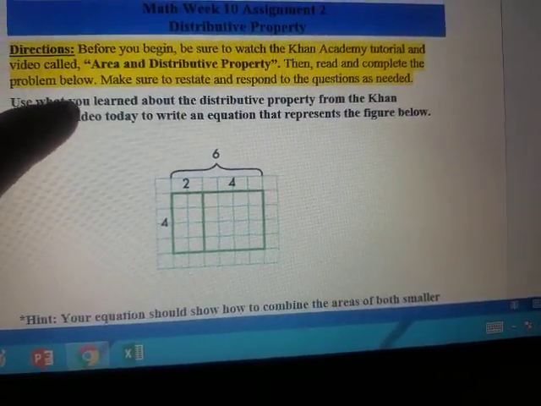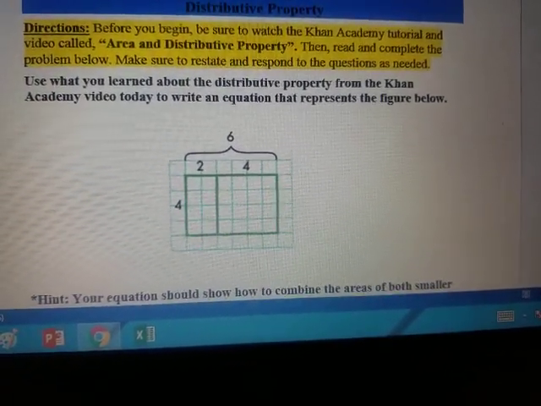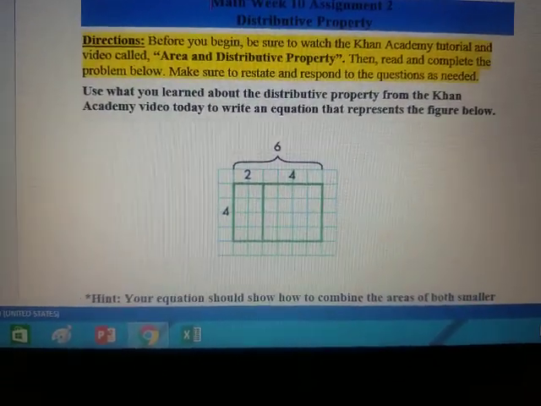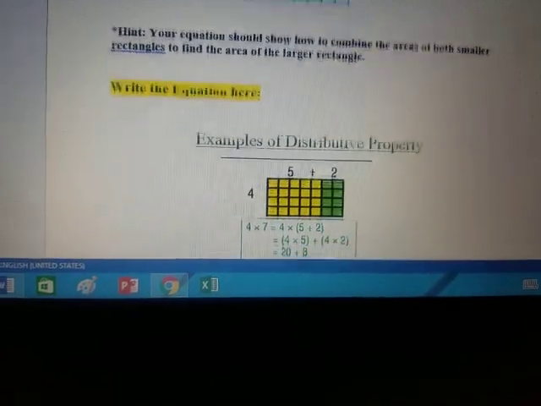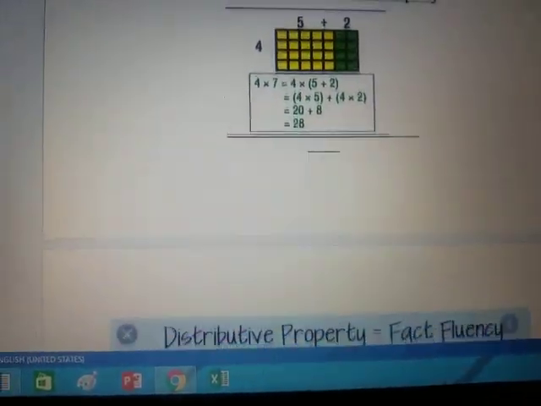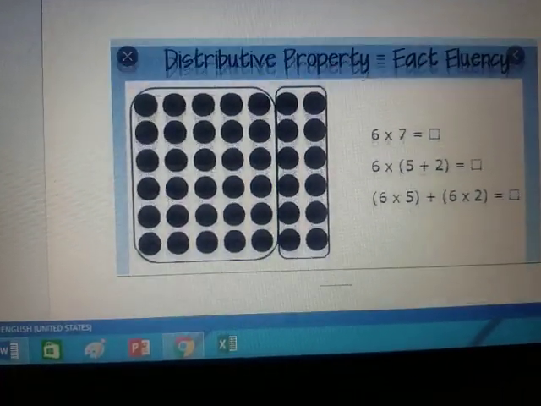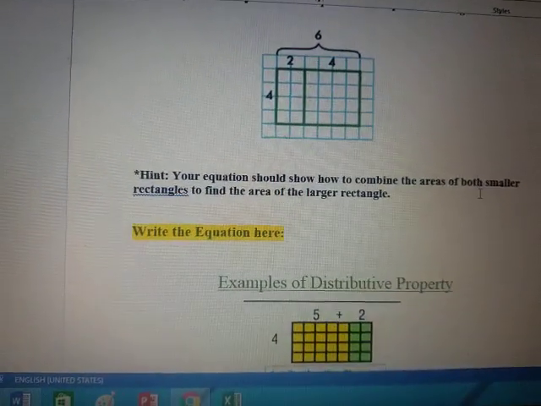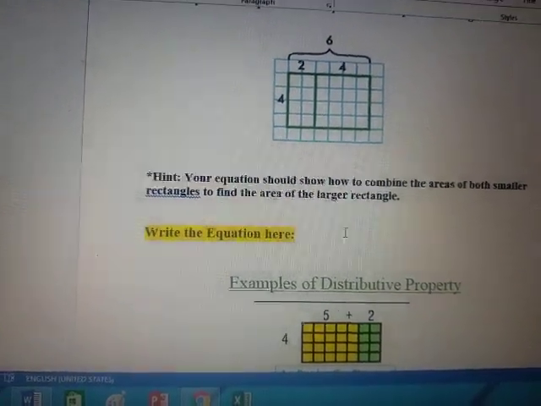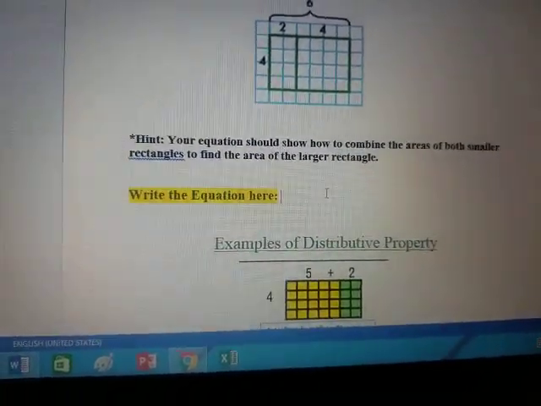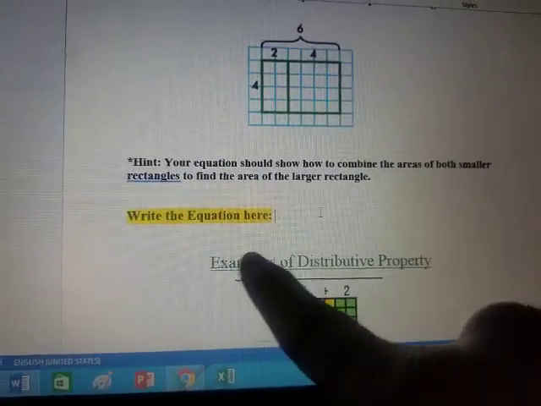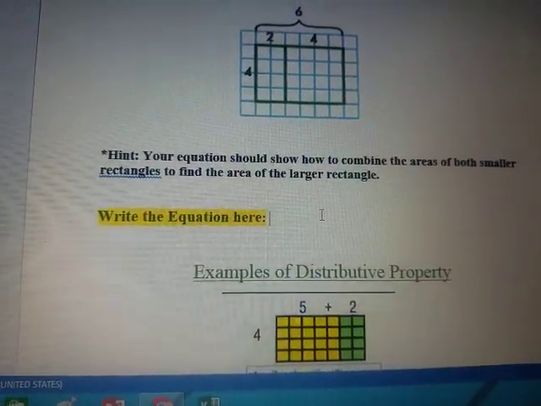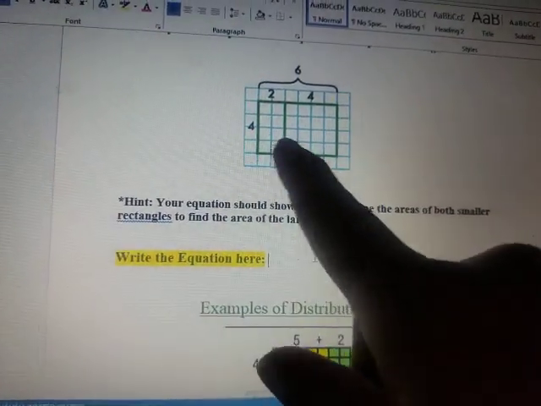Okay, so use what you learned about the distributive property from the Khan Academy video today and write your equation for this below. These are just down below. There are examples, again, of how to do distributive property, what I just showed you on my paper. But here is where you're going to write your answer. You only have one question. Write the distributive property equation for this. And they already broke it down for you.